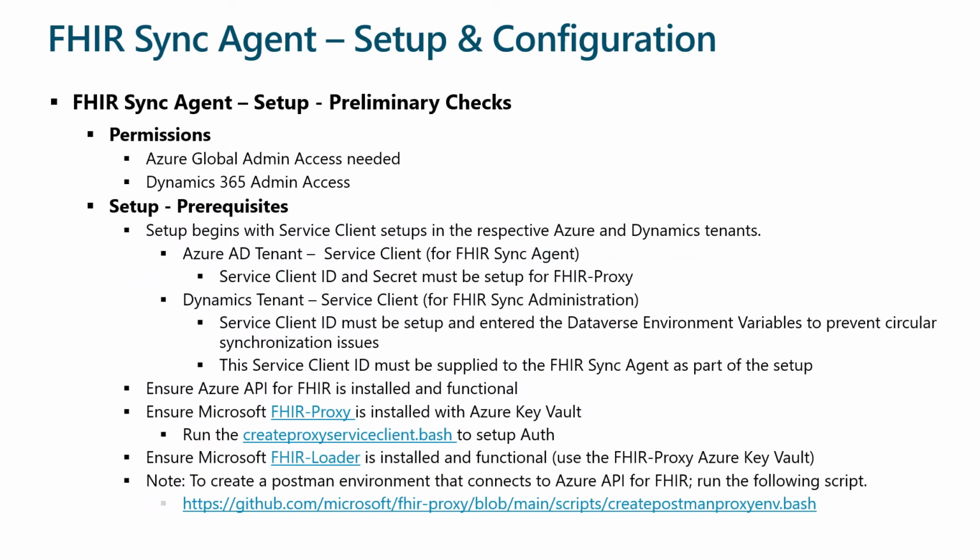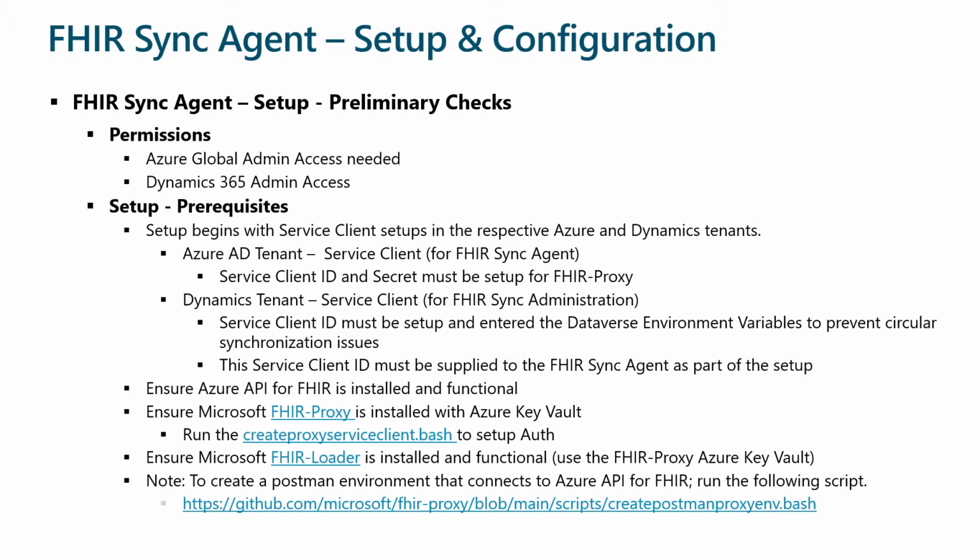The next step is to install the FHIR Sync Agent. In order to install the FHIR Sync Agent, you can request the latest installation files for the FHIR Sync Agent from your FastTrack solution architect. At this point, these FHIR Sync Agent installation files are not available publicly. So you have to make that request to your FastTrack solution architect. In terms of the preliminary checks, you need the Azure Global Admin Access and Dynamics 365 Admin Access to set up the sync agent.